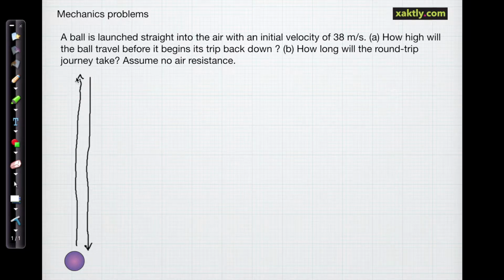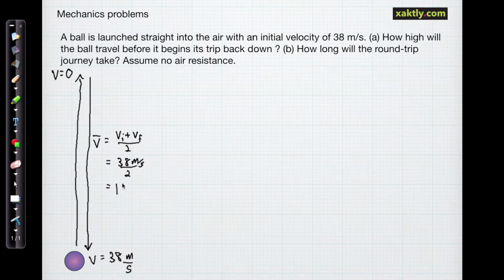Now, the thing that allows us to even solve problems like this at all is that the velocity at the top of the journey is known. The velocity just before the object starts to fall back to Earth is 0. And from these two velocities, initial and final, we can calculate an average velocity, which is just the numerical average of the two: 38 meters per second plus 0 meters per second divided by 2 is 19 meters per second. So there's our average velocity.